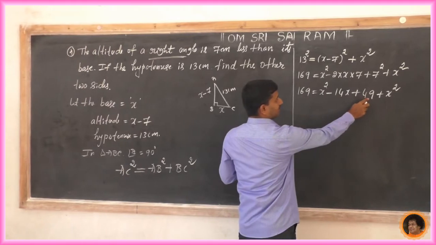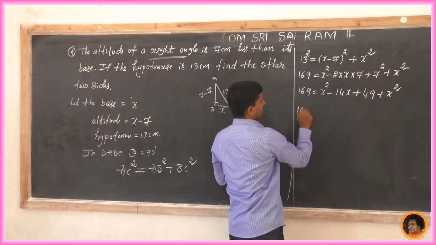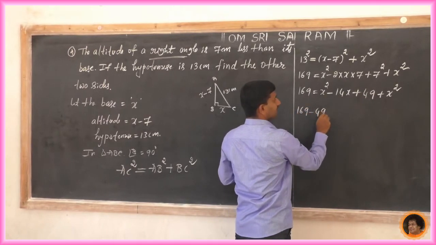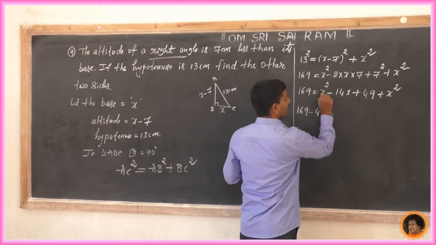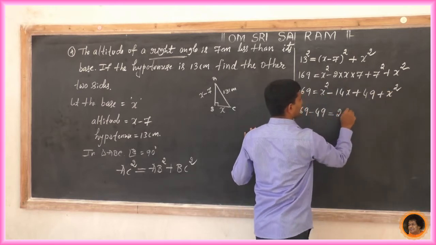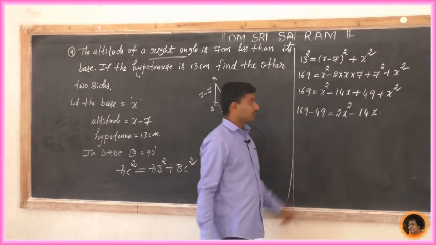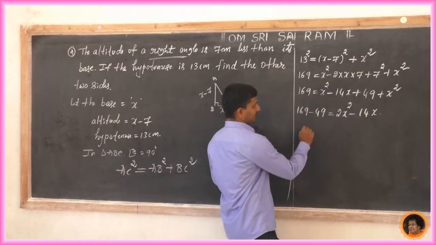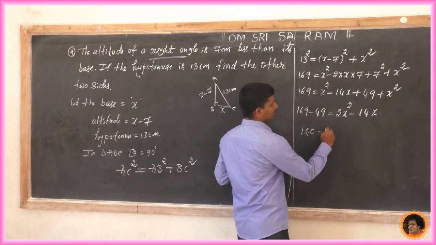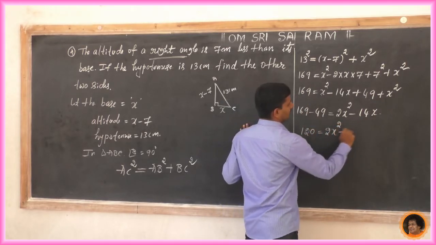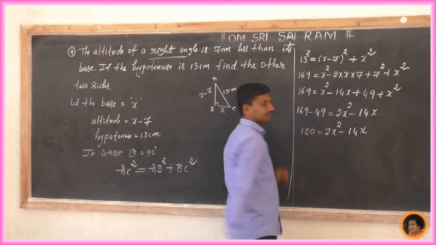So here the constant term is 49, transpose that term. 169 minus 49 equal to x square plus x square, 2x square, minus 14x. So 169 minus 49, 120, equal to 2x square minus 14x.